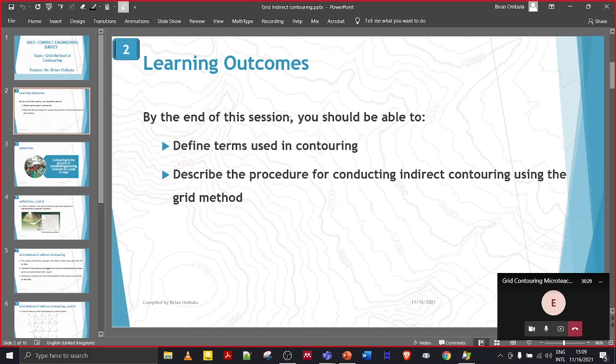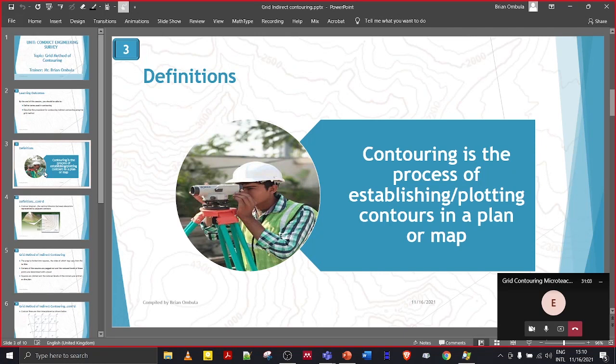Nelson, can you try? Can we say it's the process of plotting contours? Yeah, that is a very good attempt. It includes the process of collecting data for contouring and the eventual plotting of the contours on a plan or on a map or on a piece of paper. You can note this down if you are writing short notes: contouring is the process of establishing or plotting contours on a map or a plan.